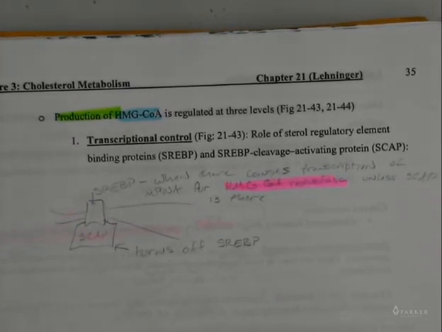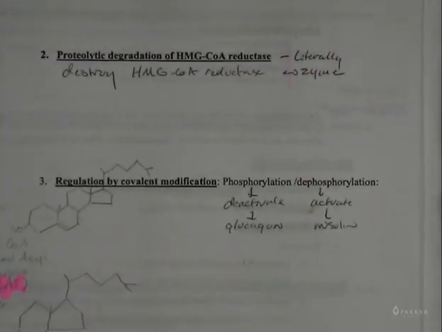So, on page number 35, we've got some regulation control of this. I'm going to go down to the bottom. We're going to start at the bottom because that's the easiest one. So number 3 on page number 35, HMG-CoA reductase regulation. We're talking about regulation of the rate-limiting enzyme of cholesterol biosynthesis. One of the ways we can regulate it is covalent modification. What does that mean? Phosphorylation, dephosphorylation. We covalently attach a group, the phosphate group, to HMG-CoA reductase. We can turn it on and off. Phosphorylation is what?